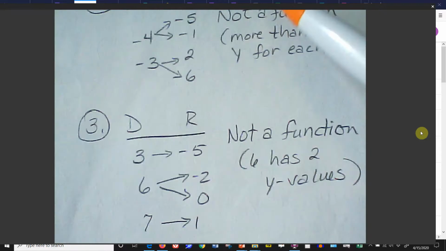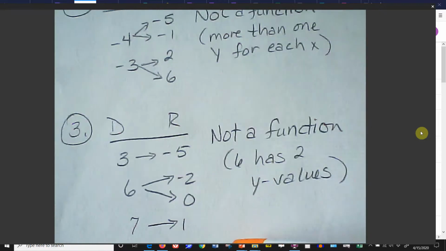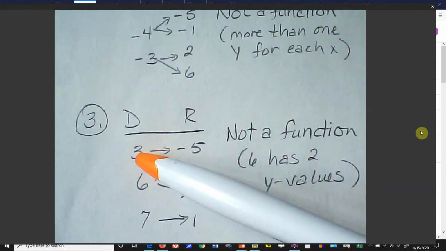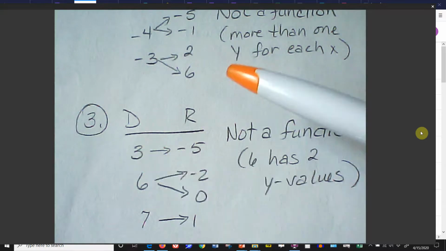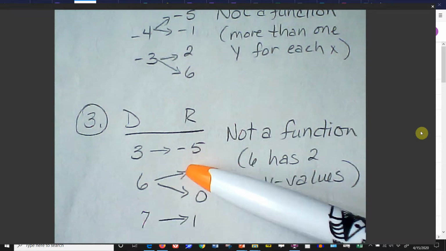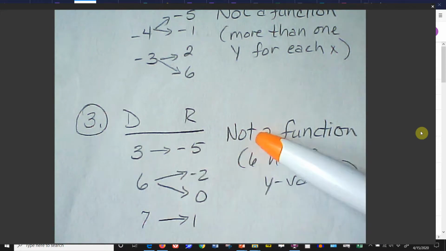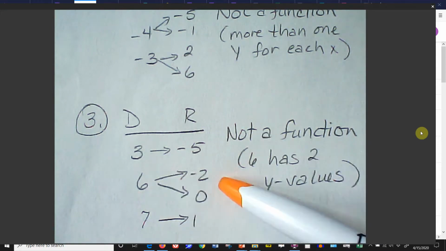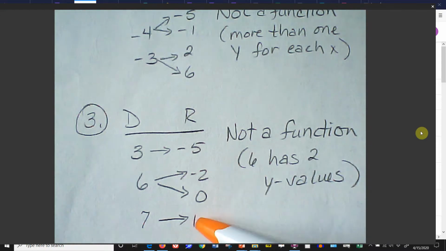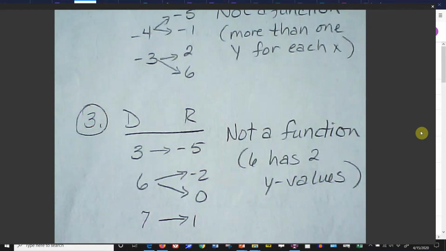Okay, then number 3, and I'm just doing them the way the examples were. So 3, if my x is 3, I get -5 for y. If my x is 6, I don't know what I get, because I might get -2, I might get 0. That right there tells me not a function, because this x value has 2 different y values. But if I put in 7, I get a 1. So that one's not a function.